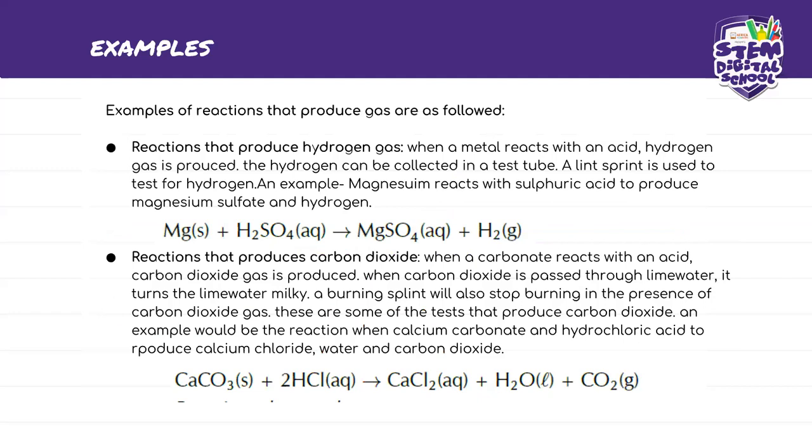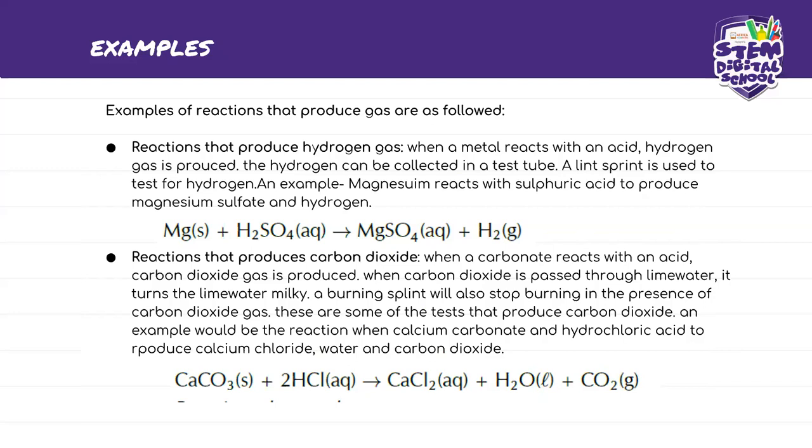So moving on. We also have examples of these reaction rates. Examples of reactions that produce gas are as follows. The first one: reactions that produce hydrogen gas. When a metal reacts with an acid, hydrogen gas is produced, okay? So there you have it. It's a metal with a solution. It produces hydrogen gas over here.